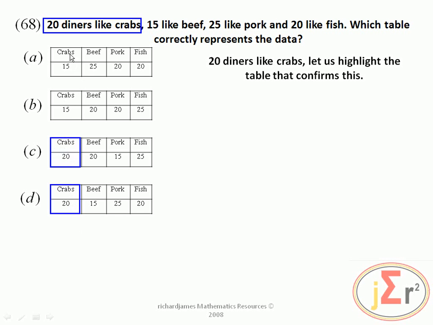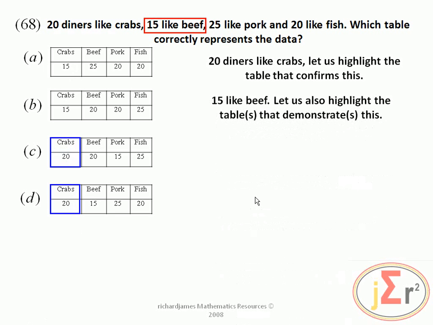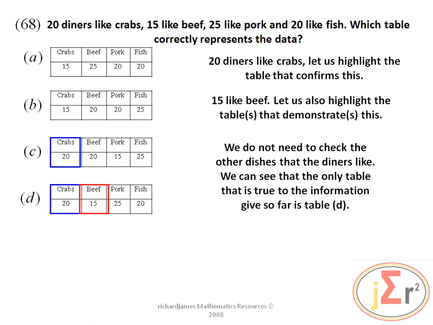Notice that crabs 15, crabs 15. So this and this are our correct response. 15 like beef. So 15 like beef. Let us also highlight the tables that demonstrate this. Only one of them. Therefore, we need not look any further. So we do not need to check the other dishes that the diners like. We can see that the only table that is true to the information given so far is table D.